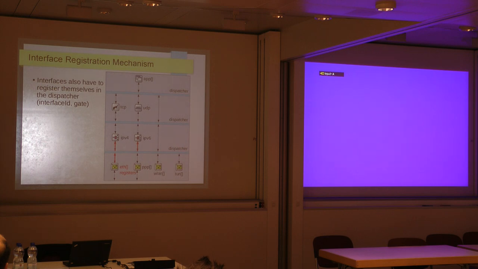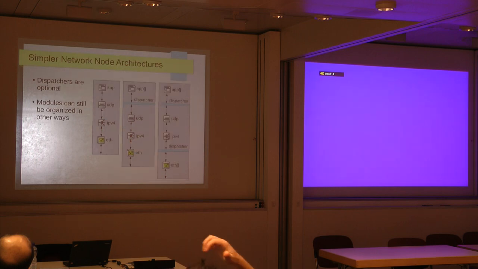Interfaces also have to register themselves in the dispatcher, so this registration is pretty simple. You just provide an ID, which is a completely artificial ID. It's just a name and an integer that uniquely identifies the protocol itself with version and everything. It's just a simple artificial ID. So the dispatchers learn this information, and based on that, I'll show you later, they can do their work.